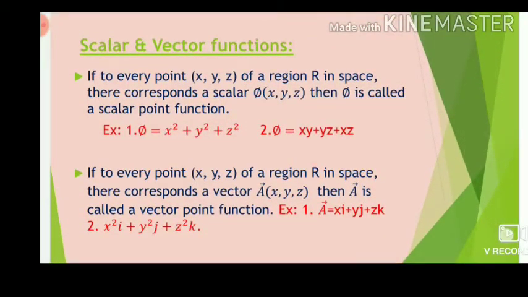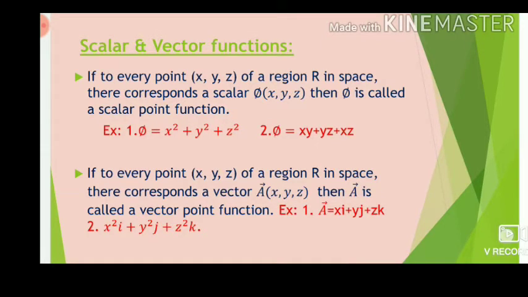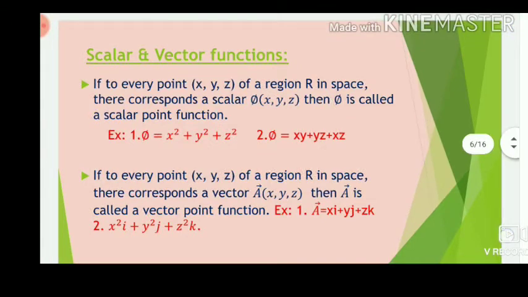Now let us define scalar and vector functions. If to every point (x, y, z) of a region R in space there corresponds a scalar phi of (x, y, z), then phi is called a scalar point function. For example, phi equal to x square plus y square plus z square, or phi equal to xy plus yz plus xz. Here we can identify it easily because there are no i, j, k terms in this expression.